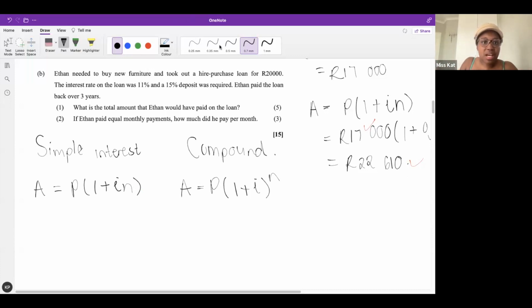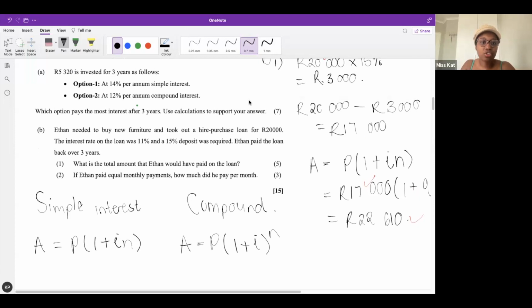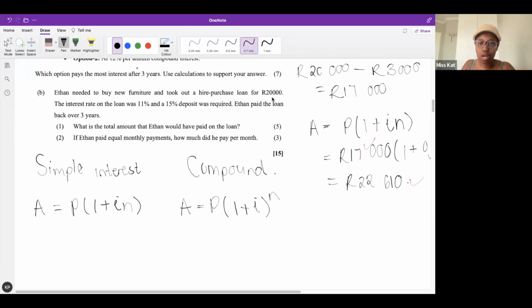Okay, thumbs up, thumbs down. Are we all good with this one? You can use the formulas I used to do A as well, because A asked for simple and compound interest. So you must just substitute properly. Yes, Saneli, you may unmute.